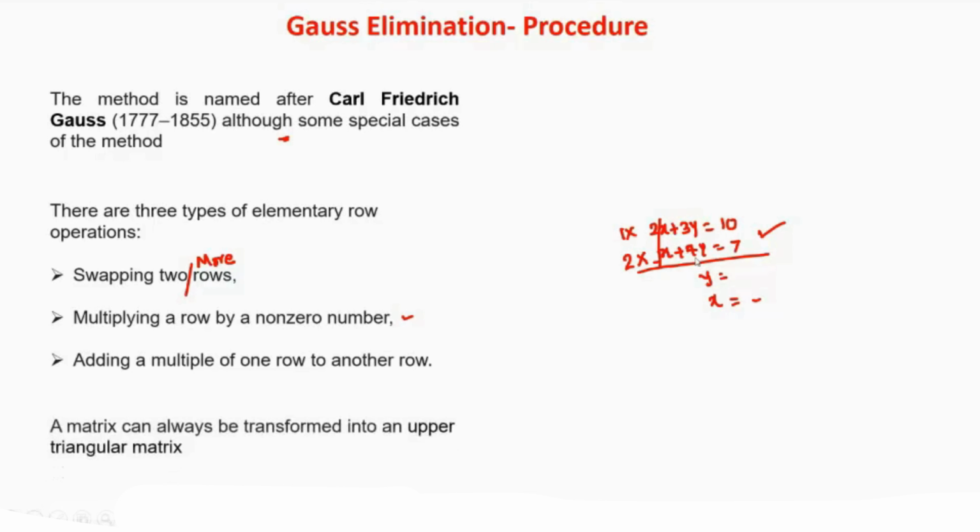And then a matrix can always be transformed into an upper triangular matrix. This is the second point. First of all, you can swap 2 or more rows, multiply; we have to perform three kinds of operation on this. By performing these three kinds of operation, you can convert the given set of simultaneous equations into an upper triangular matrix. You remember what an upper triangular matrix is.